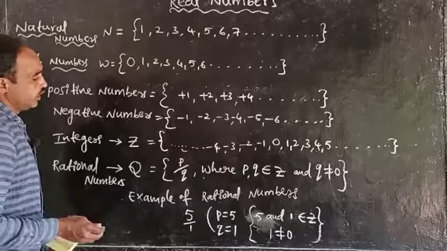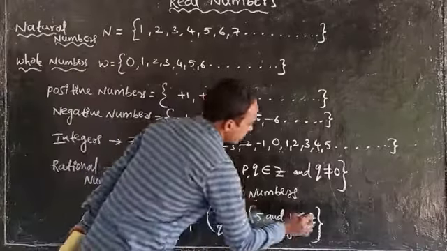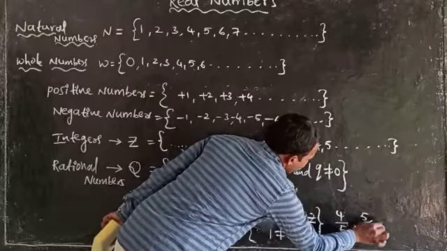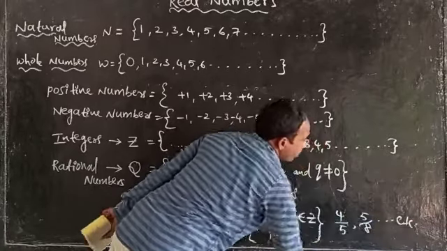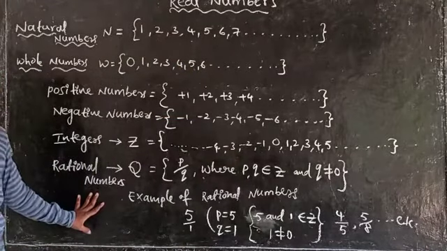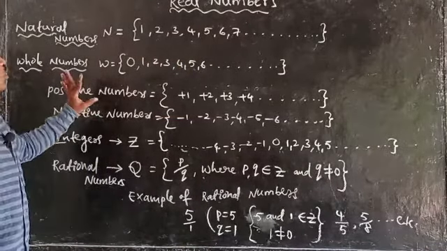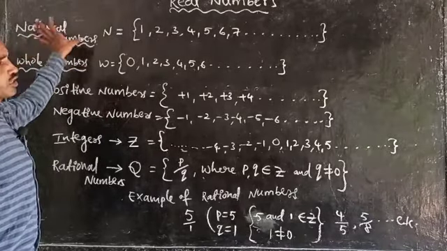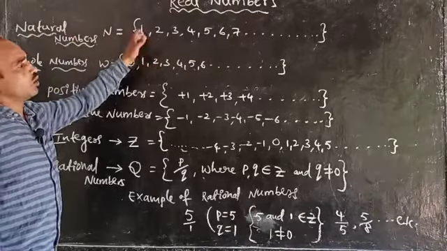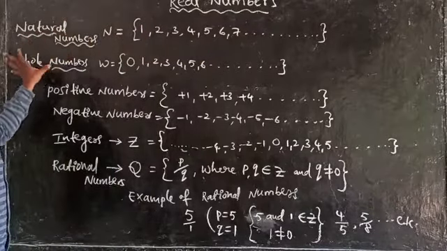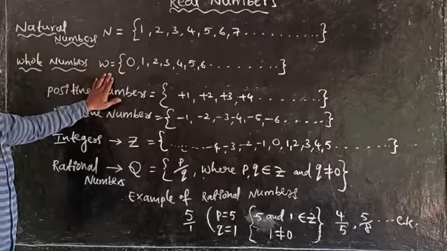Similarly, we can write more numbers, like 4 by 5, 5 by 8, etc. So many numbers we can write; these are examples of rational numbers. Here we told already some types of numbers, that is natural numbers. Natural numbers start from 1, infinite numbers 1, 2, 3, 4. This is denoted by N, and whole numbers are represented by W.